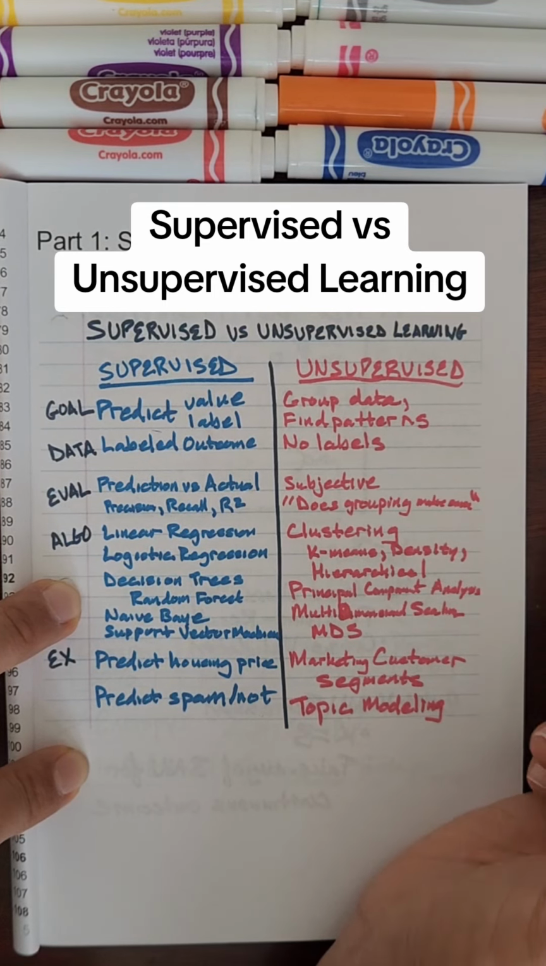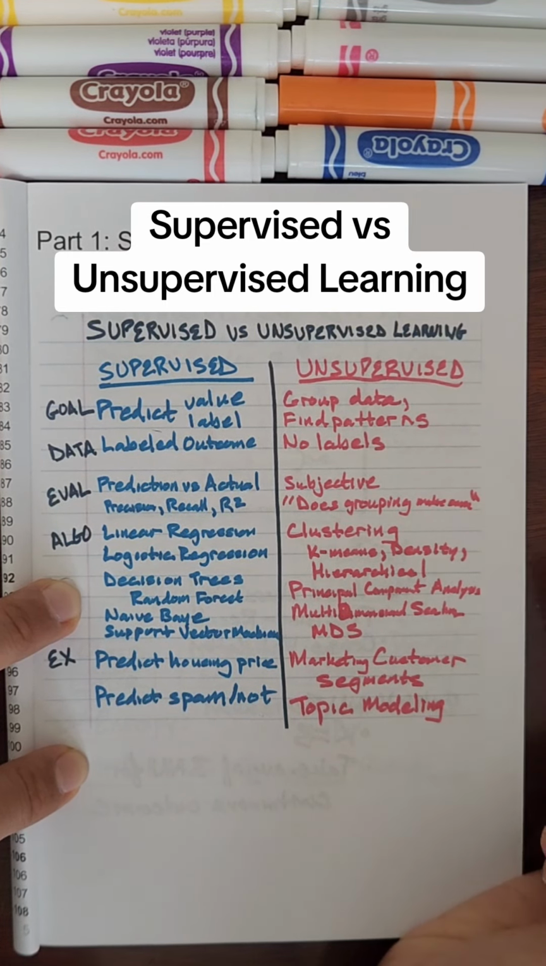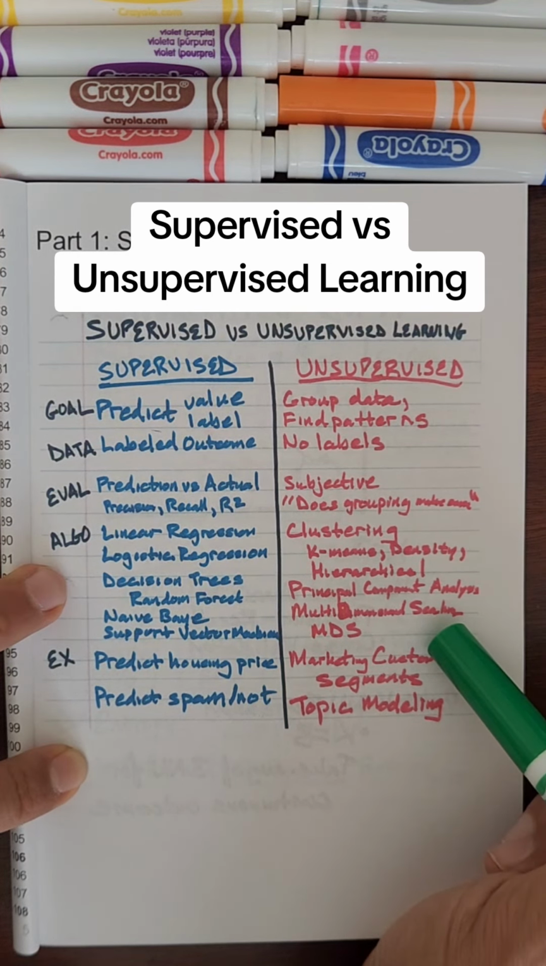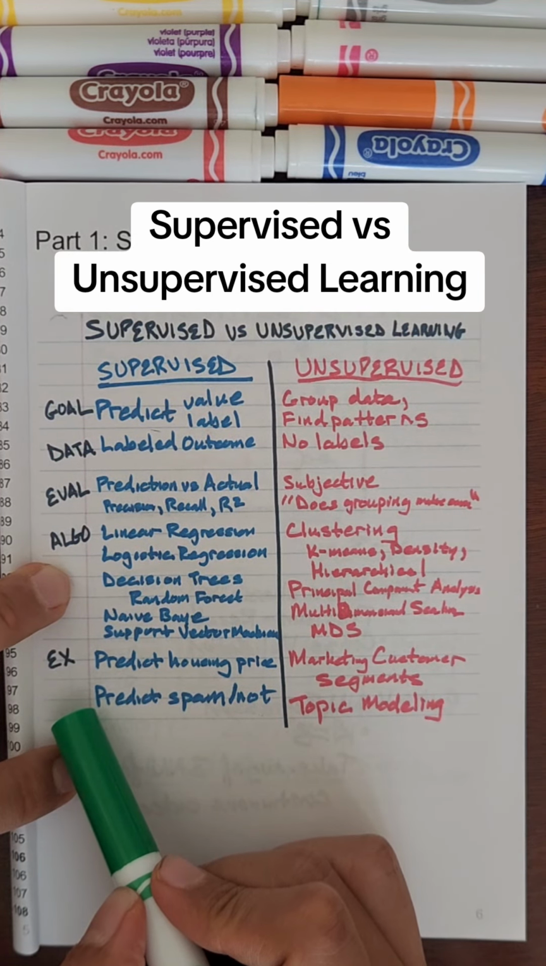In terms of unsupervised algorithms, you have clustering, under which there's k-means, density, hierarchical clustering, principal components analysis, as well as multidimensional scaling.